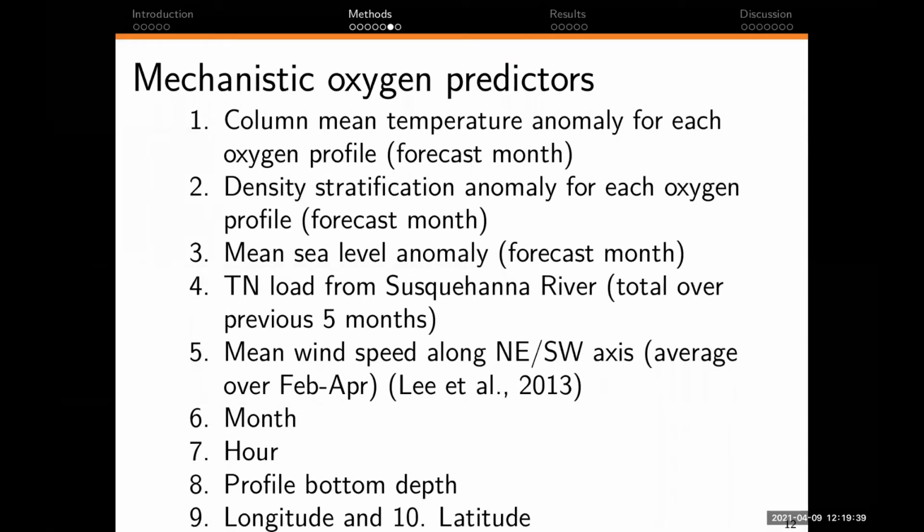Fifth, we looked at the mean wind speed along the northeast-southwest axis, averaged over spring, so over February to April. This paper by Lee et al. in 2013 suggests that that can influence the transportation of the phytoplankton in the spring, and that eventually sets up the hypoxia in the summer. Then we had a couple of coordinate variables, things like month, hour, bottom depth, longitude, and latitude. Those allow the predicted response to vary over space and time.